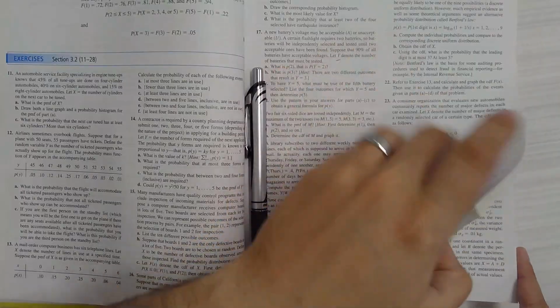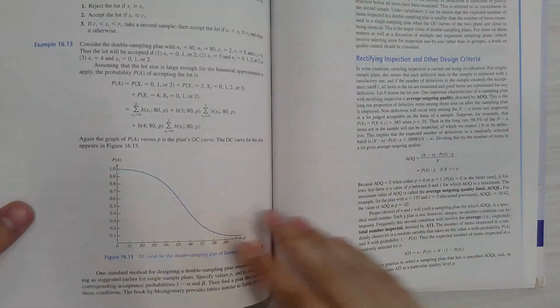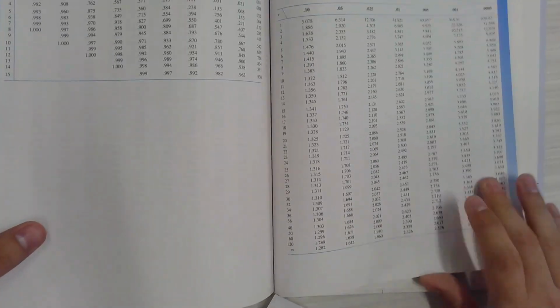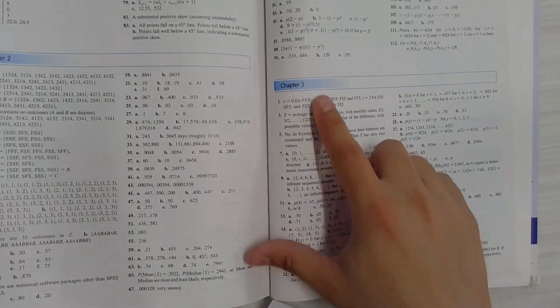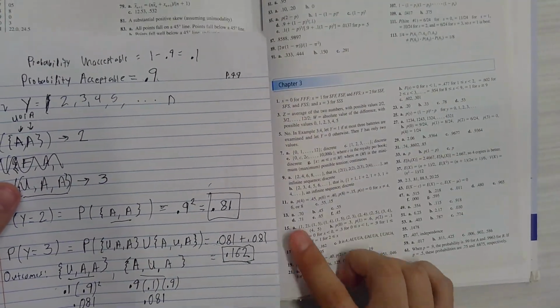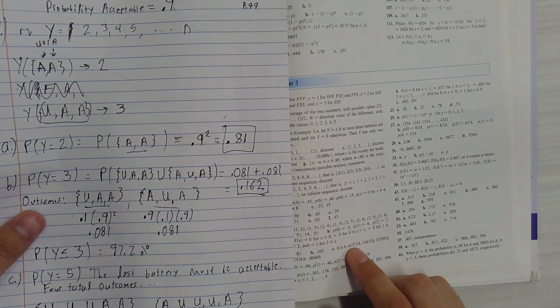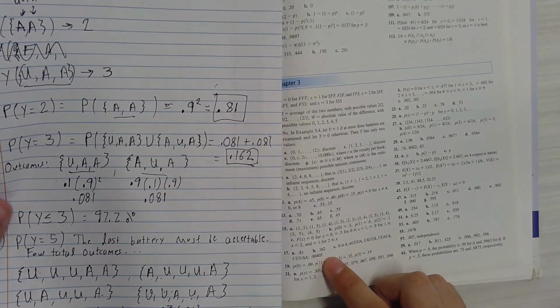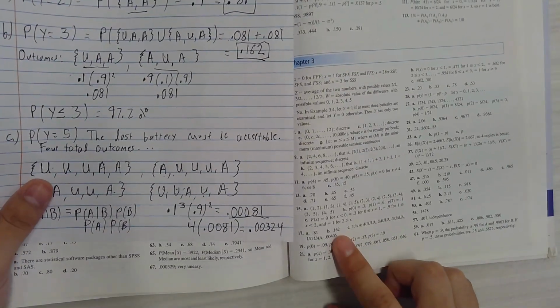So this is number 17 of 3.2, Chapter 3. Okay, here we go. So we got 0.81, 0.162, and then we have 0.1, my bad, 0.00405, which is, what?